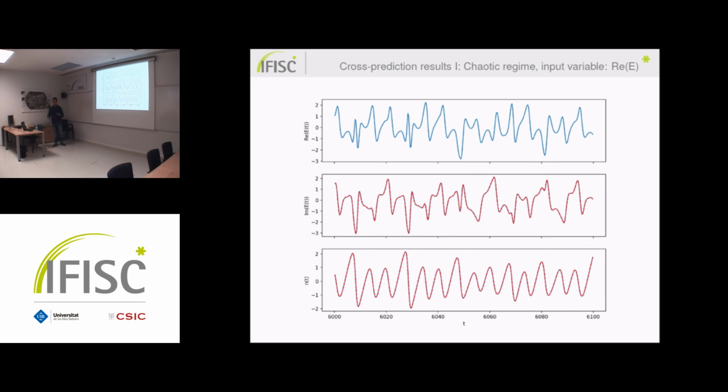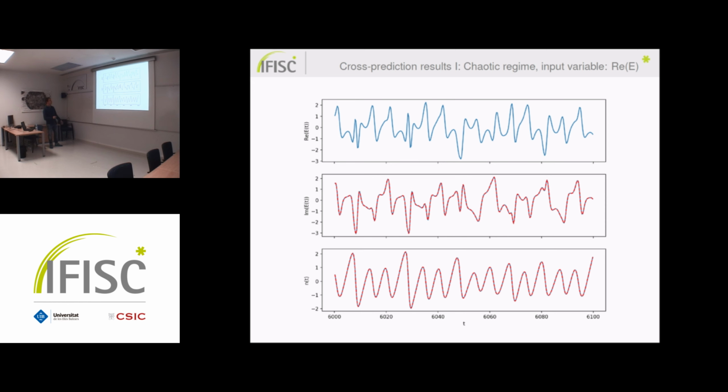And well, now I'm going to show some results of the cross prediction algorithm. Here, in all the figures that follow, in blue I've represented the real time series that I have obtained by integrating the model. And in red dashed lines, I represent the predicted or inferred time series. In this case, they are inferred time series by using the cross prediction method. And this is in the chaotic laser regime.